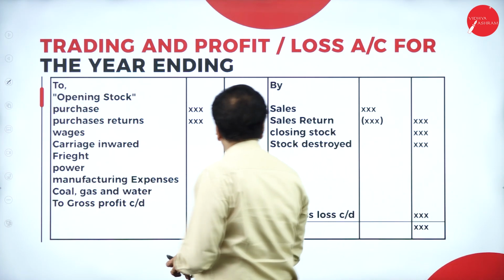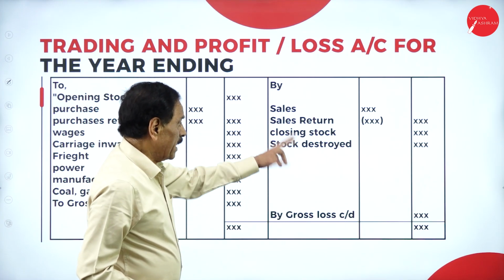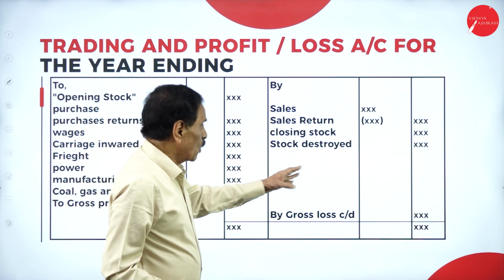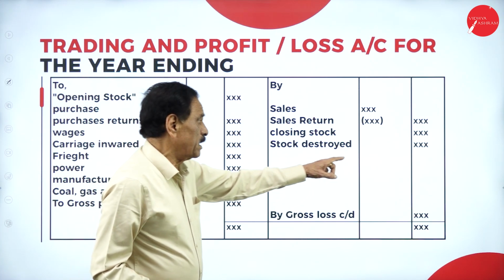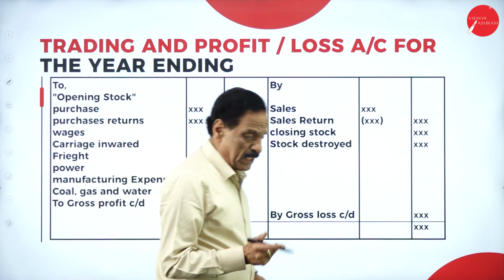Come back to the credit side. We make the sale. If there is any return, that should be deducted. Closing stock. If there is stock destroyed, we have to show it separately. So, which are the items?